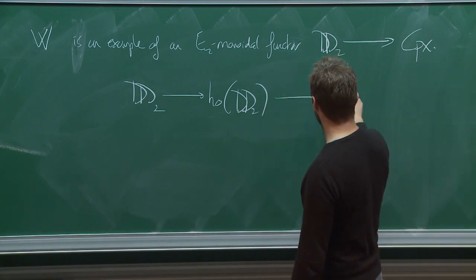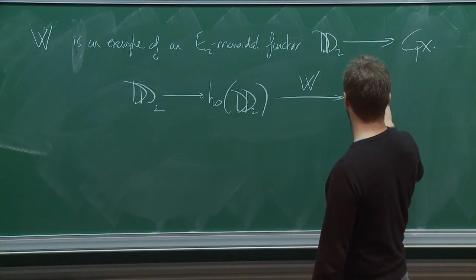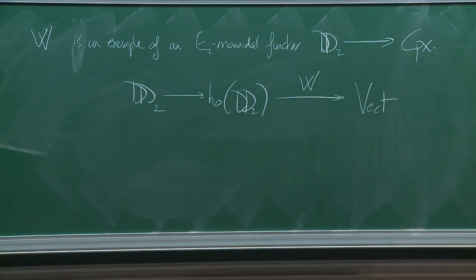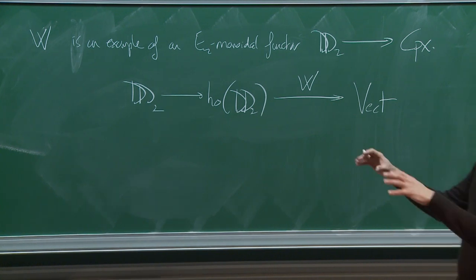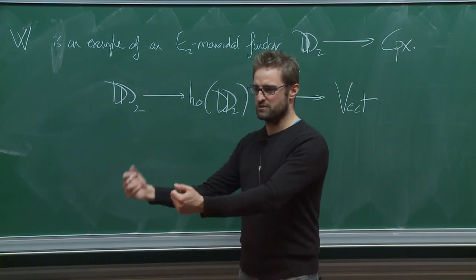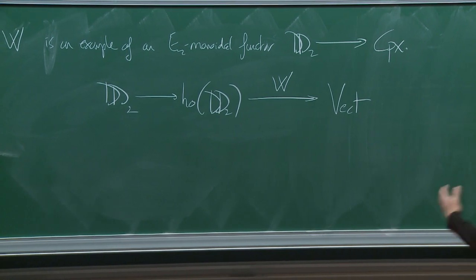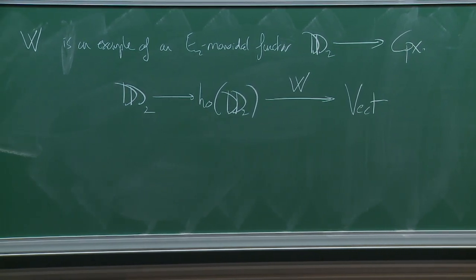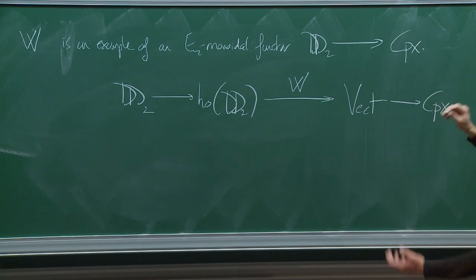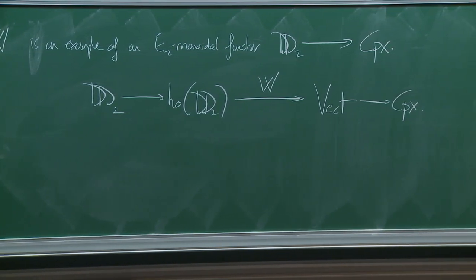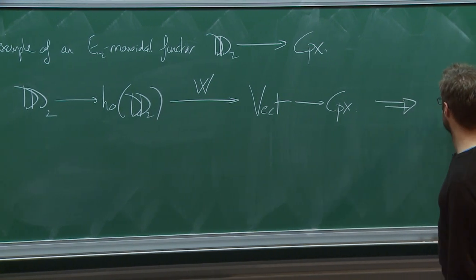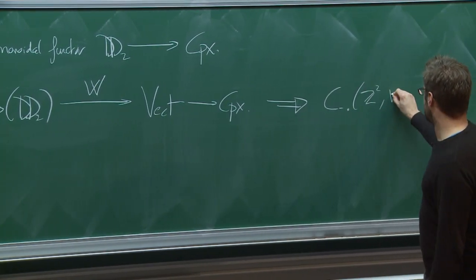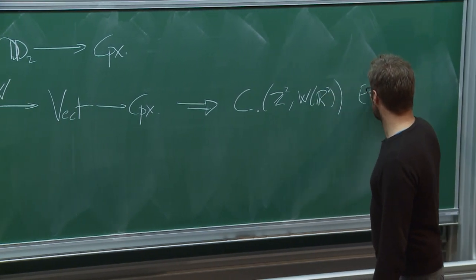And the W construction that we have actually lands in vector spaces. And the construction is completely monoidal, strictly, with the two monoidal products, the vertical and the horizontal one. Like W on a disjoint union, you just declare that it is the tensor product of W of each piece. And all the computation we did is compatible with everything. And then you embed vector spaces into complexes as complexes concentrated in degree zero. So that's an E2 monoidal functor. So in the end, it gives a proof of the conjecture that chains on WR2 gets equipped with an E2 algebra structure.